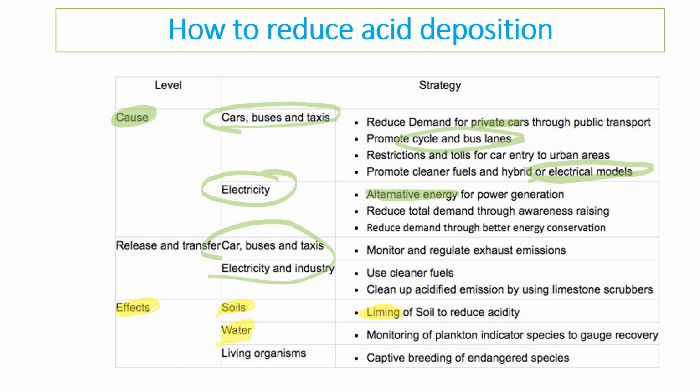In water, we monitor the plankton, indicator species and the freshwater invertebrates to gauge the recovery of areas. And in living organisms we may need to do captive breeding in protected areas for organisms that might be endangered until we can prevent the release of acid rain.